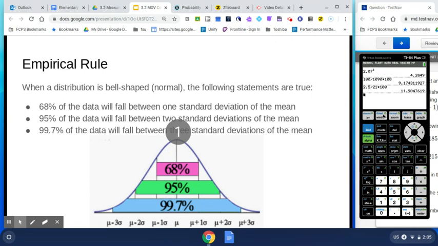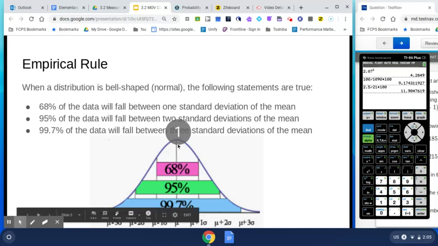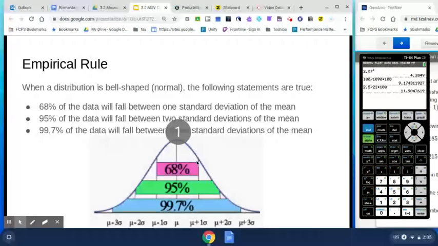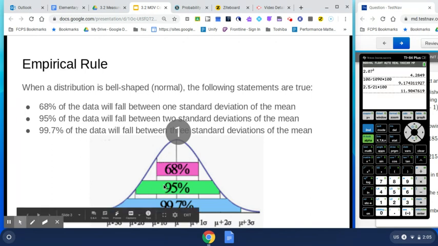Here is a visual of what that would look like. So if our mean is in the middle of the distribution, we go one standard deviation out in either direction. That range of values is going to represent 68%. If we go out two standard deviations from the mean in both directions, it's going to represent more of the distribution, 95%. And three standard deviations is just going to about cover the entire distribution at 99.7% of the data.